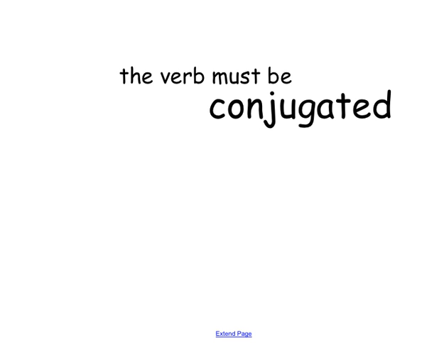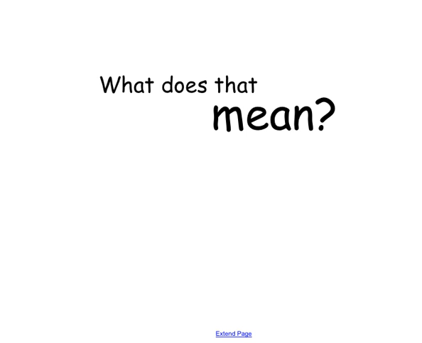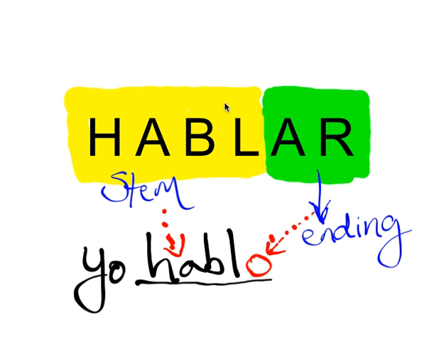So when we use a verb, an infinitive, with a subject, the verb has to be conjugated. What does that mean? In other words, the verb stem, which contains the meaning to speak, is going to now have an ending. So now the verb will have a meaning based on its subject. So I want to say, I speak, yo hablo.